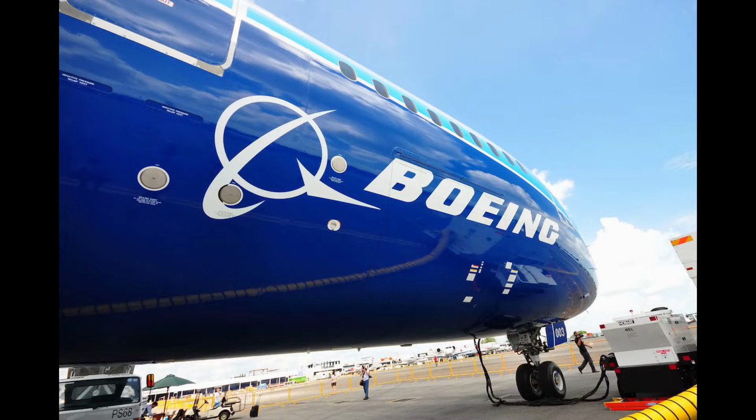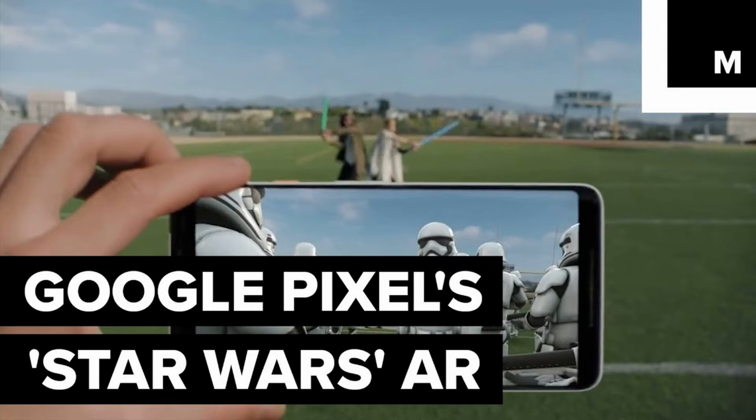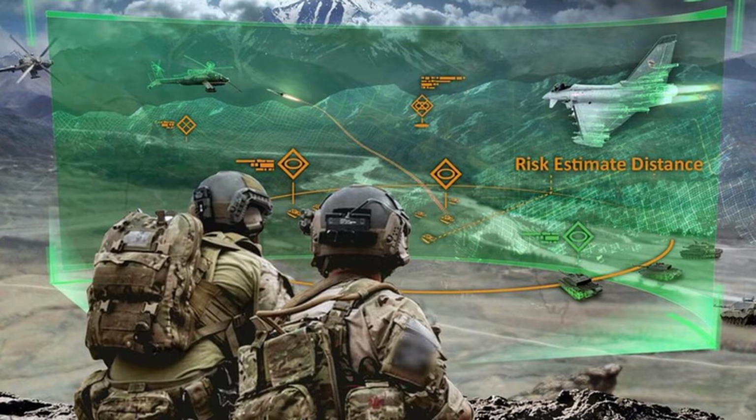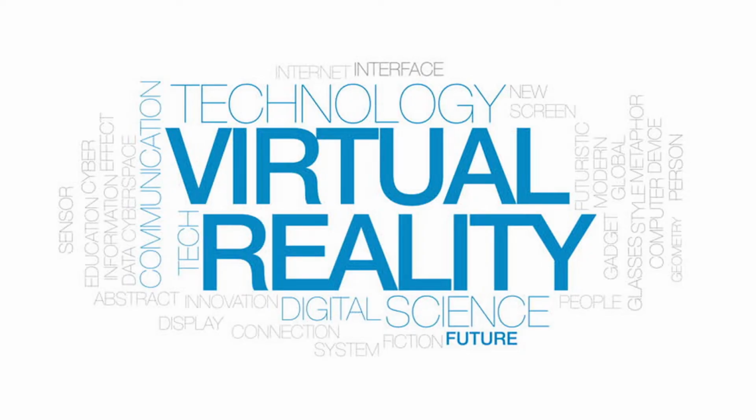Here are 7 of the best examples of augmented reality technology: IKEA mobile app, Nintendo's Pokémon Go app, Google Pixel's Star Wars stickers, Disney coloring book, L'Oreal makeup app, Weather Channel Studio Effects, and U.S. Army. The next one is virtual reality.